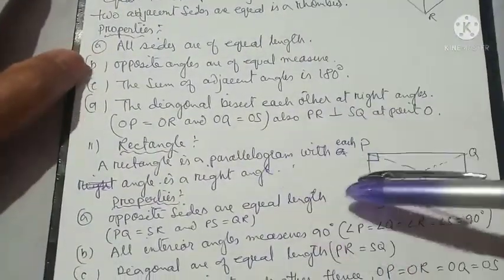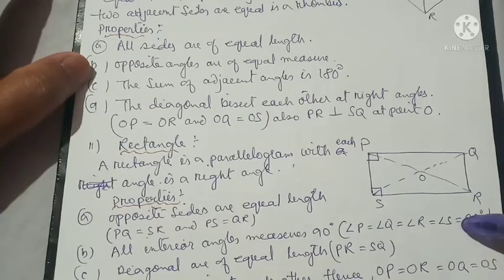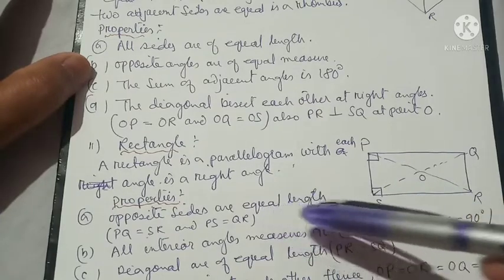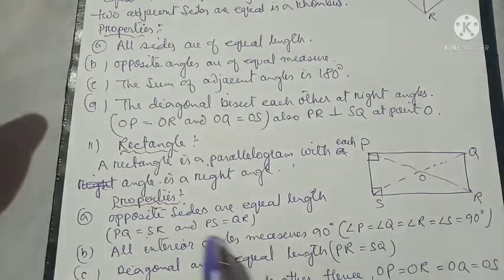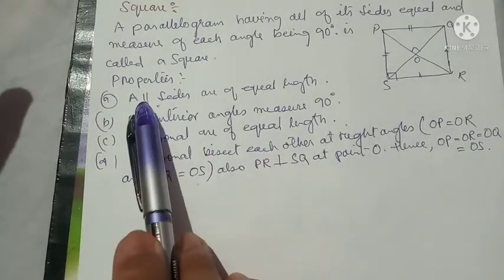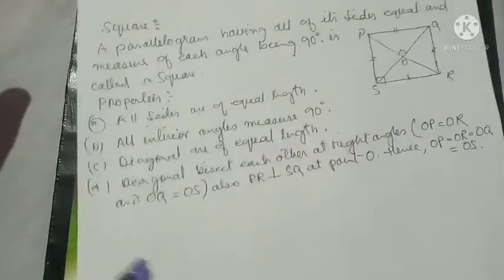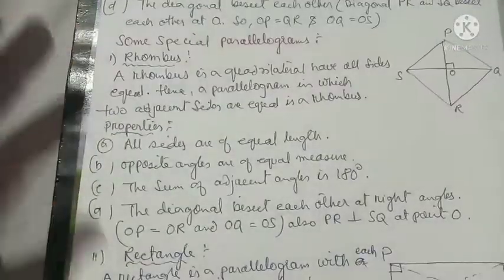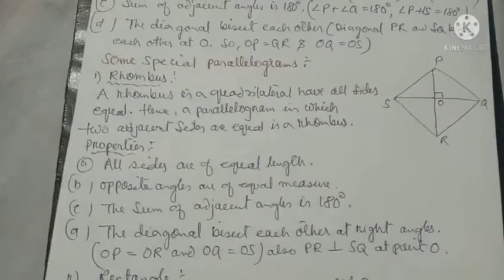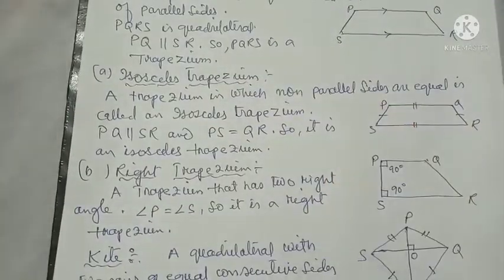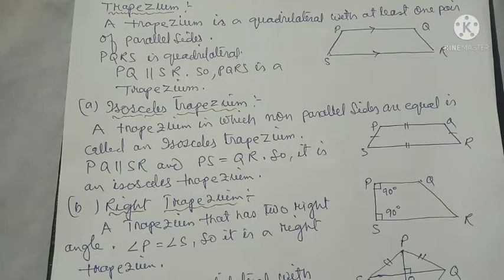Again, in the rectangle, opposite sides are equal and all the angles are equal. Only opposite sides are equal in length, which is different from a square, because in a square all the sides are equal in length. These are the types of special parallelograms: rhombus, rectangle and square. And the trapezium, kite and parallelogram are all kinds of quadrilaterals. Under the parallelogram there are special parallelograms: square, rectangle and rhombus.